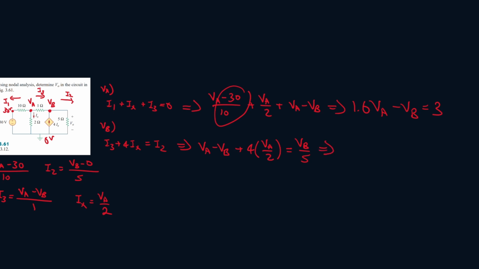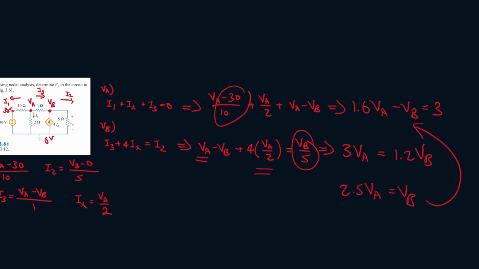And then for the next one, we have VA plus 4VA over 2, so 1 plus 4 over 2, and that's just 3VA. Then let's bring this VB to the other side, so it'll be VB over 5 plus VB, so it'll be 1 plus 1 over 5, 1.2 VB. Let's isolate for VB. Divide both sides by 1.2, and we get 2.5 VA equals VB.